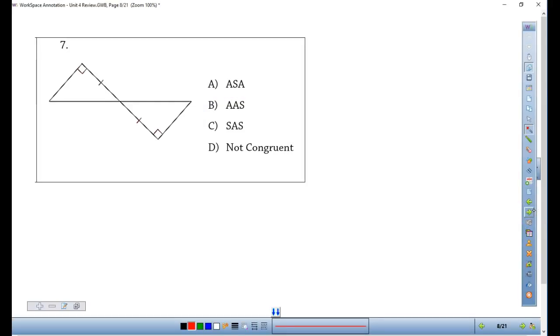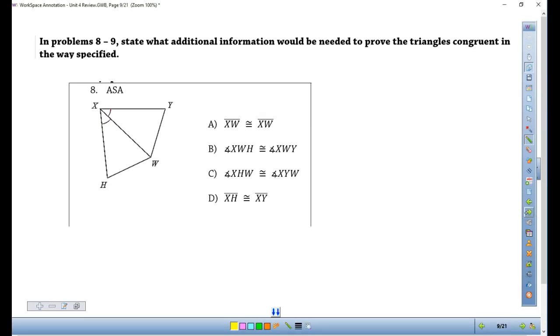All right, number 7, you add the vertical angles. And then you notice on either triangle that you have 2 angles and a side. But this time, the side is included. It's between the 2 angles. So we need to choose the S that is between the 2 angles. ASA, angle, side, angle.